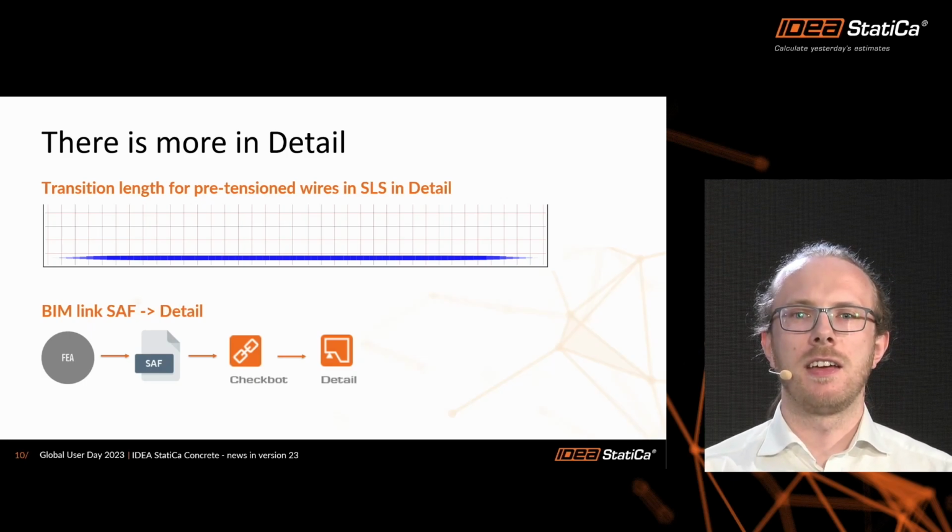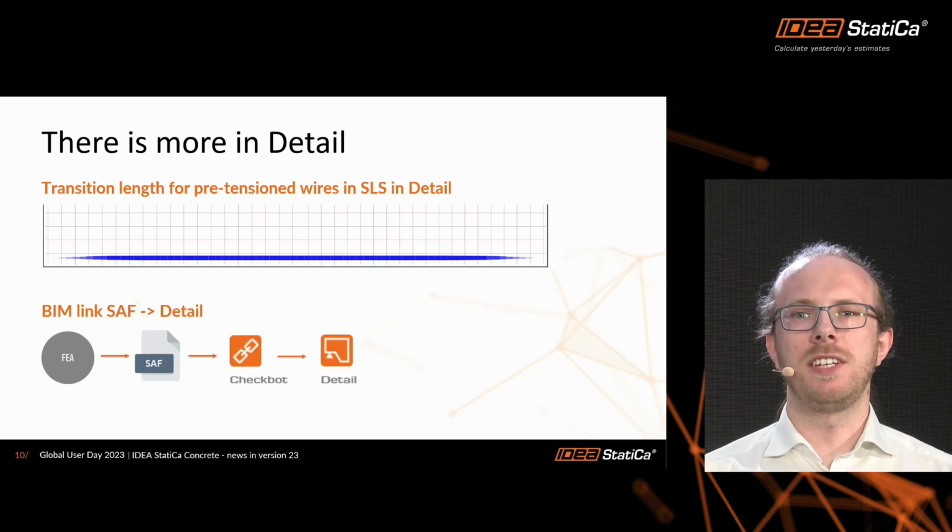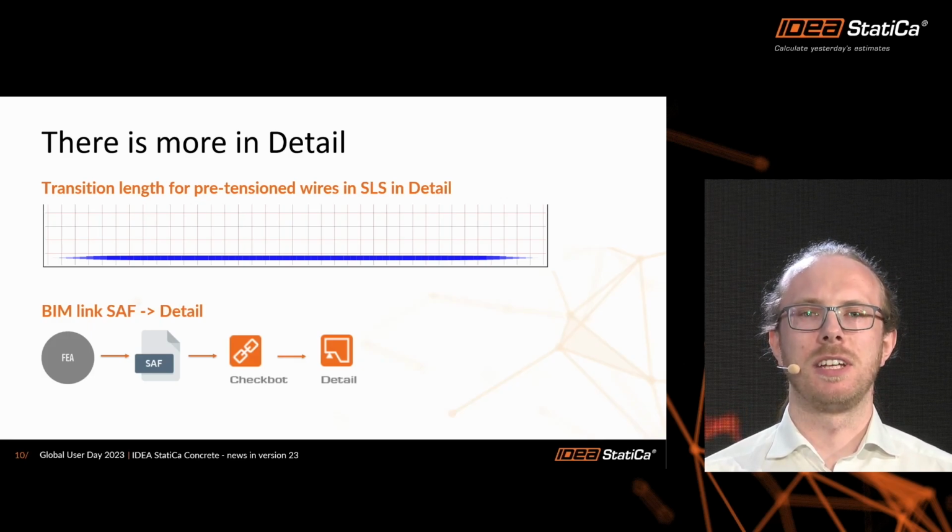And finally, we have started implementing Detail into our BIM-Link portfolio in version 23. You can import your model from SCIA, RFEM, or Axis VM by using SAF file to the Checkbot, then pick your favorite 2D element and send it to the Detail application, reinforce and code check.